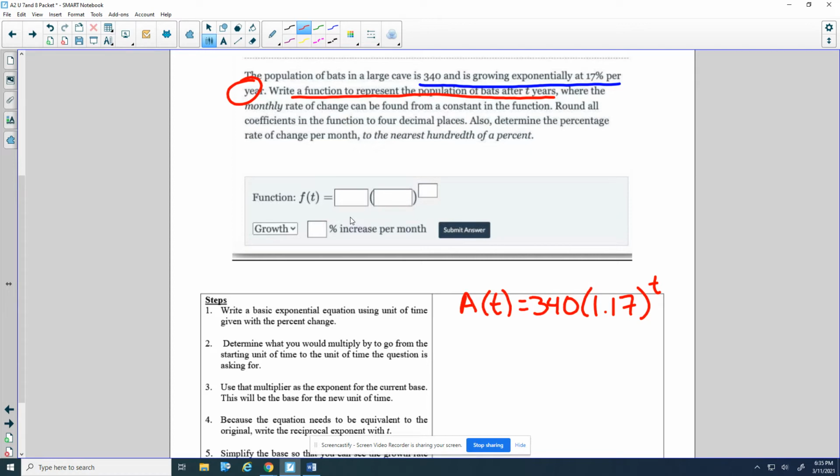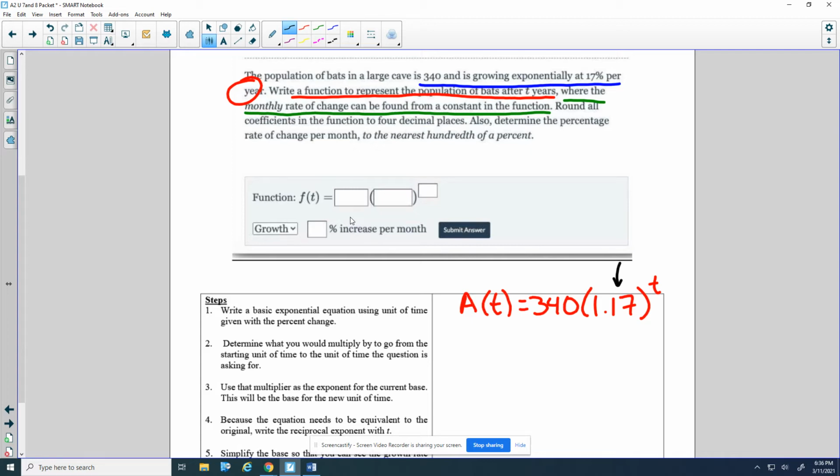Now if we read the rest of this sentence, it says where the monthly rate of change can be found from a constant in the function. That sounds a little tricky. The constant they're talking about is basically this b value, right? That's what reveals the change. 340 is just the start value. Right now, my base reveals the yearly change of 17%. We want to change it to the monthly change.